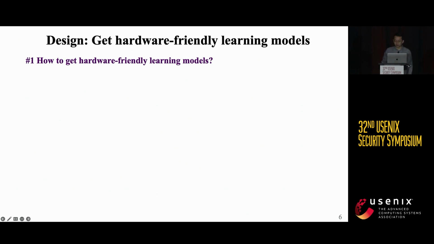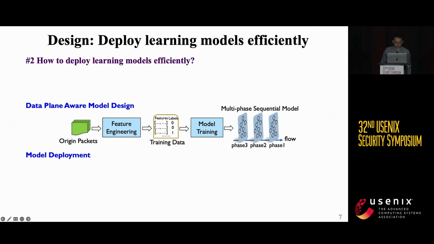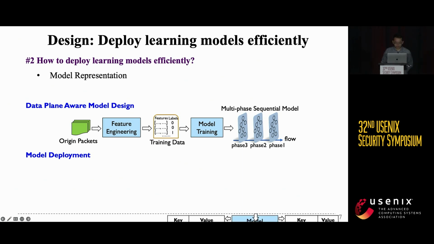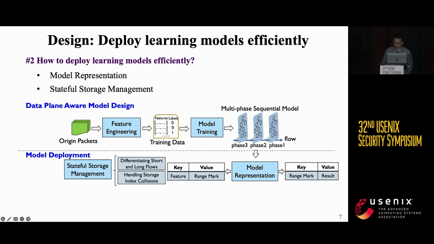NetBeacon is designed around two major questions. The first is how to get hardware-friendly learning models, which includes feature engineering and a multi-phase sequential model. The second question is how to deploy models efficiently, which includes model representation and stateful storage management. Model representation transforms the model to flow tables in the data plane, and the stateful storage management addresses the limited data plane storage resources.